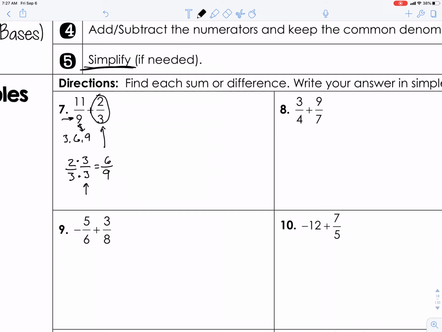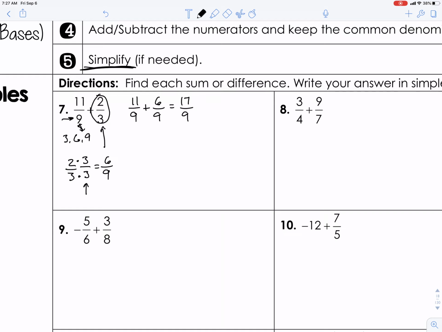So let's rewrite our original expression here. 11 over 9 plus 6 over 9. Now it's a lot simpler. It's just like the last lesson. 11 plus 6, that's 17. The 9, the denominator, stays the same.